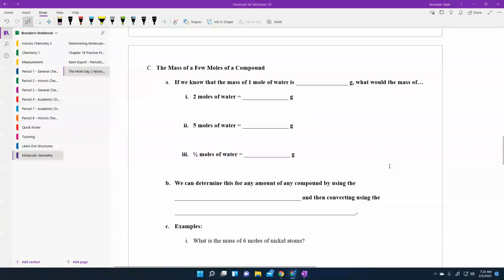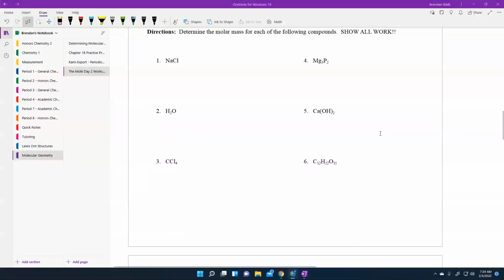But to finish the notes, the first thing that we need to know, it says, if we know the mass of 1 mole of water is blank, what would the mass of, say, 2 moles or 5 moles or half of a mole of water be? Well, at the end of yesterday, your homework was to do 1, 2, 3, and 4 on this page. So theoretically, right now, everybody should have the molar mass of water figured out.